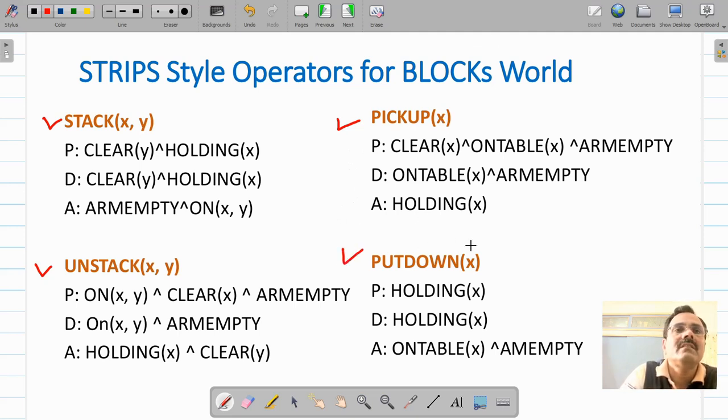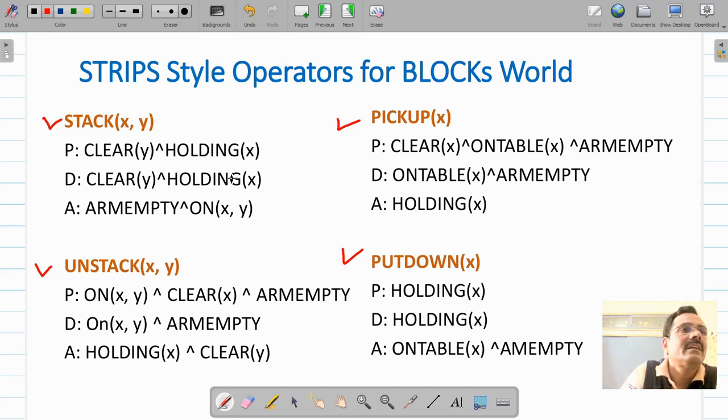Both these operators require only a single argument. Now stack x y will put block x on block y. Unstack x y will remove block x from block y. So x was on y, and unstack will remove this block x from y. So y will become clear in that case. Pick up x will pick up block x from the table, and put down x will put block x on the table.